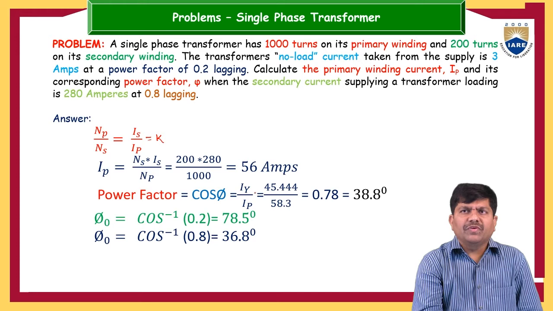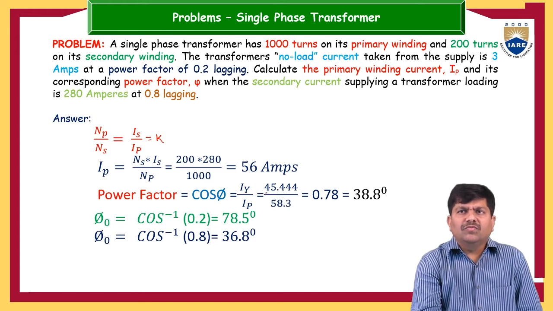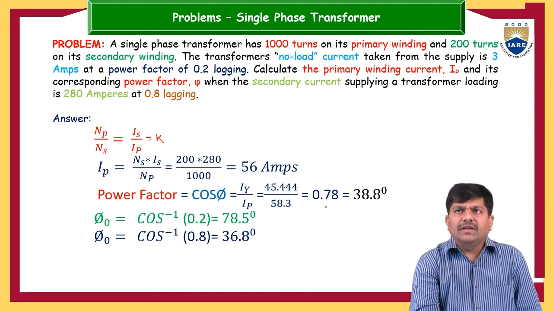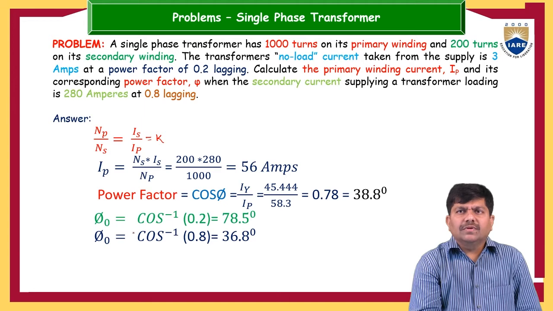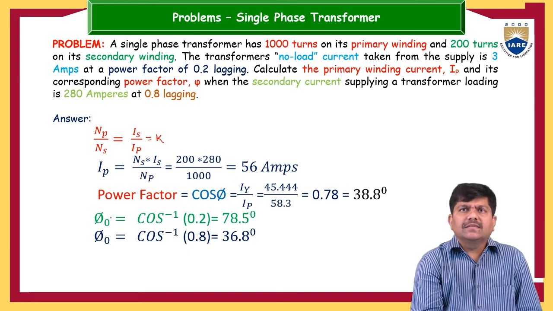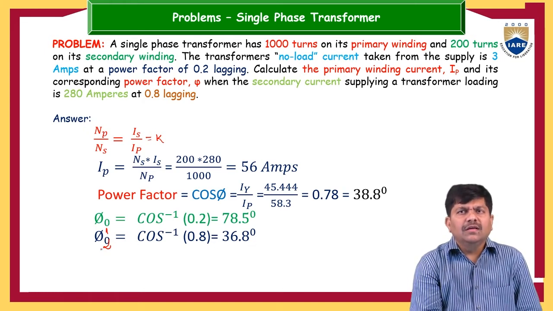The primary power factor we can also compute: 45.444 divided by 58.3, which is 0.78, that is 38.3 degrees. You can also calculate various power angles. The 0.2 is the no load power factor, this is the primary power factor, and this 0.8 corresponds to phi 2 dash. Let us clearly write phi 2 dash is 36.8 degrees. So this is the power factor of the load component in the primary winding.